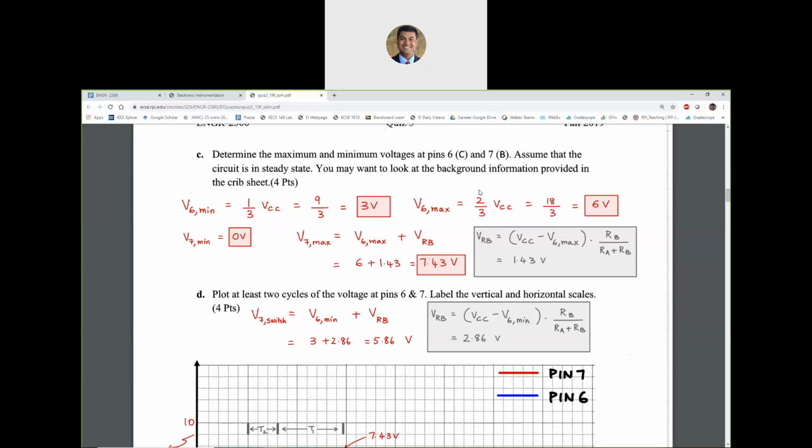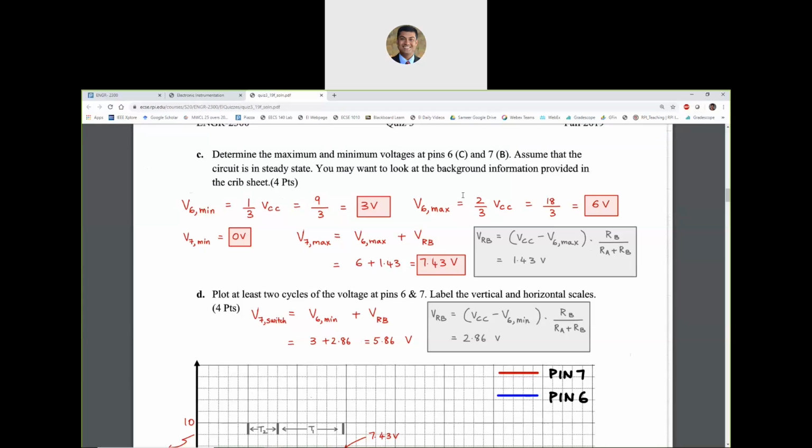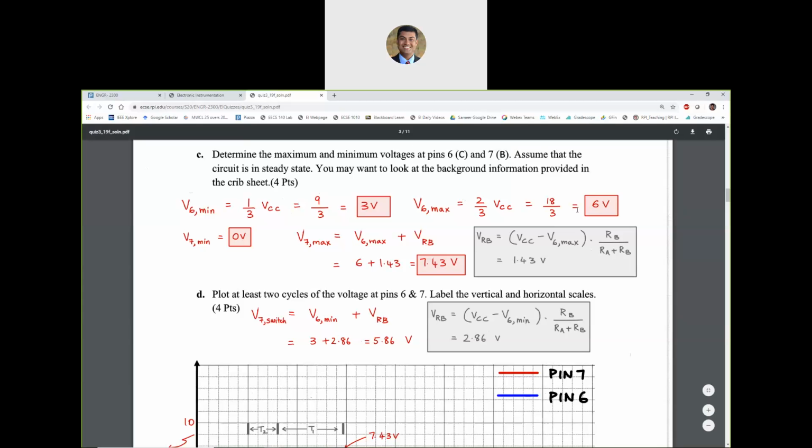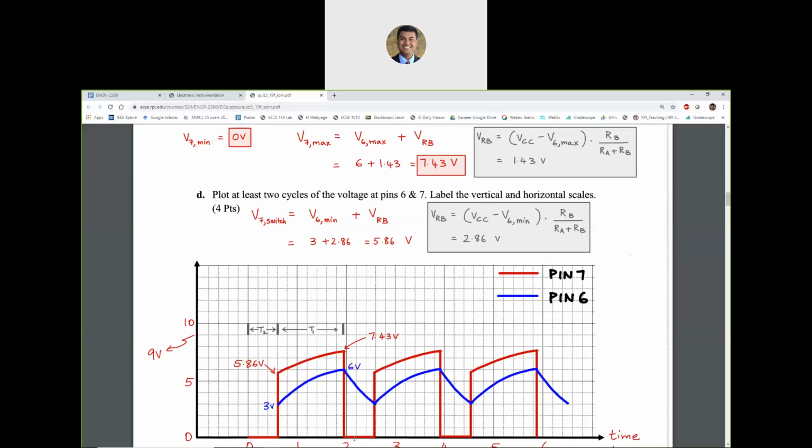How do you find the minimum and maximum voltages on pin 7, for example? Pin 6 is fine, 2/3 and 1/3 of VCC. We know VCC to be 9 volts in this example. So 1/3 of 9 and 2/3 of 9 will give us our V6 min and max. And then when we discharge, V7 minimum should be 0, because when we discharge the capacitor, we are essentially connecting pin 7 directly to ground. So that's 0, which is indicated by that red flat 0 there.